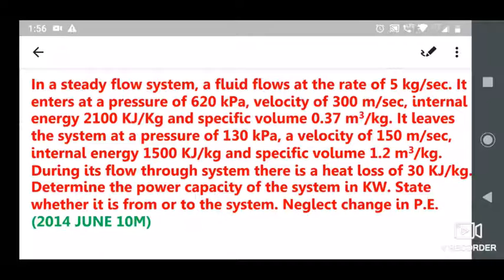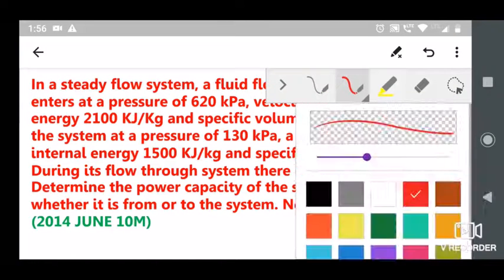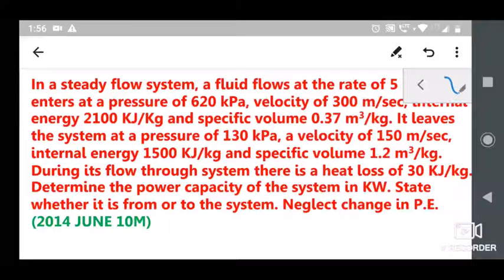This is a very simple question which is not so difficult to solve. Let's write the given data at state 1 and state 2, draw the sketch, write down the formula of the steady flow energy equation, then substitute the values and calculate. So let's start first with the given data.